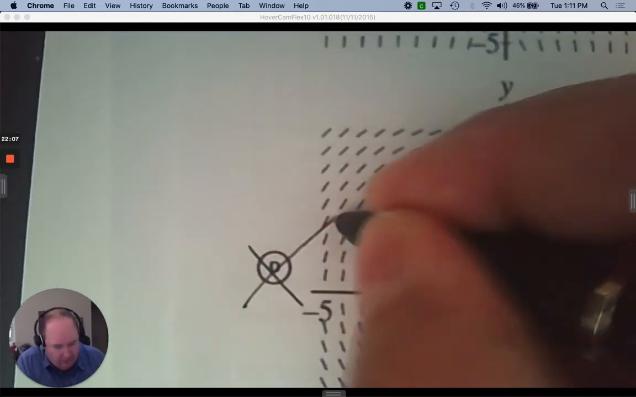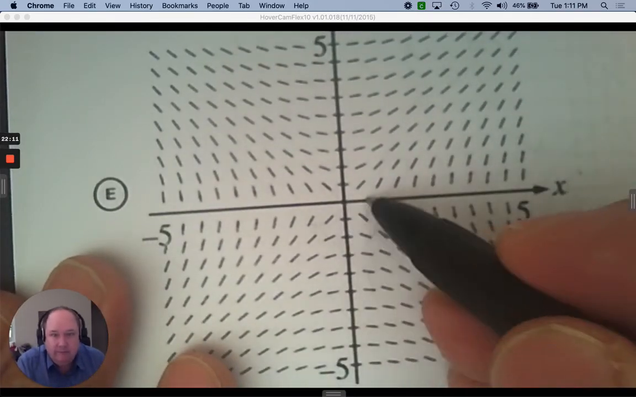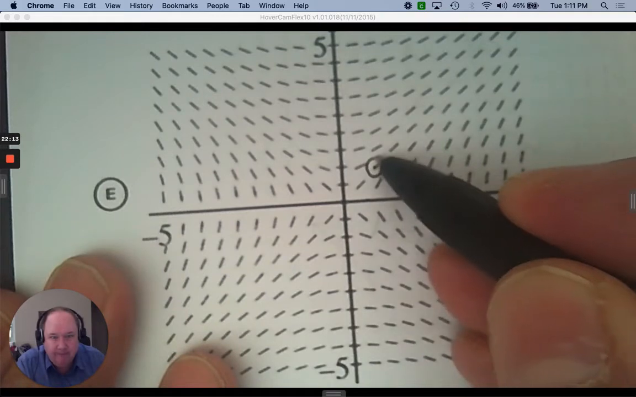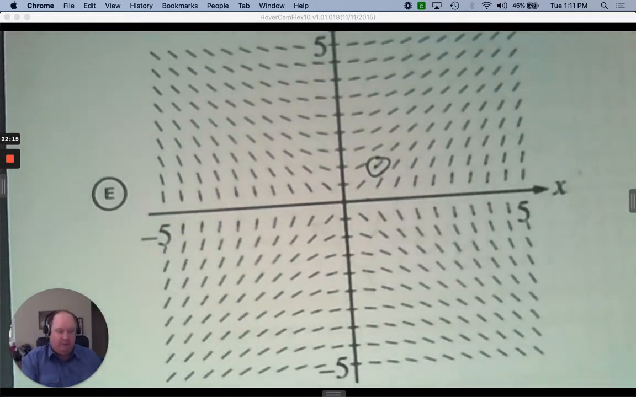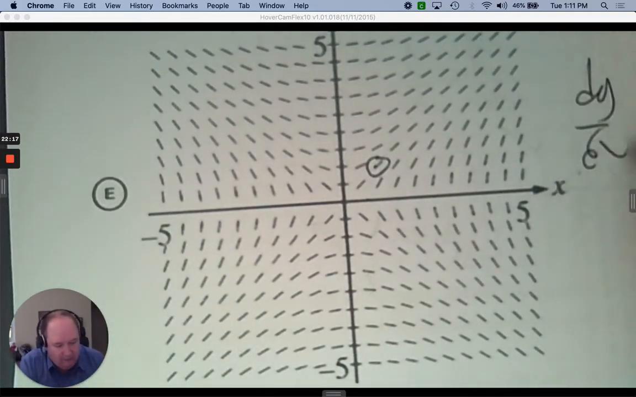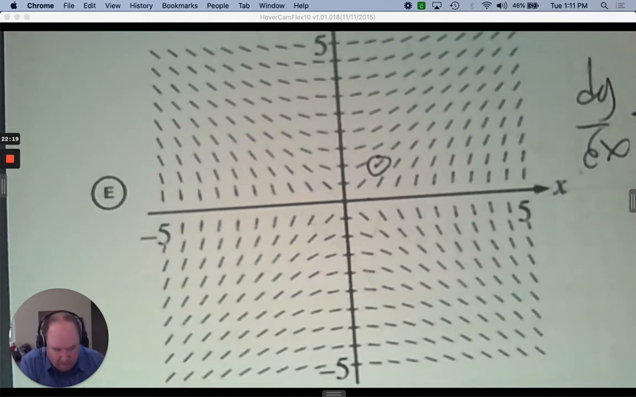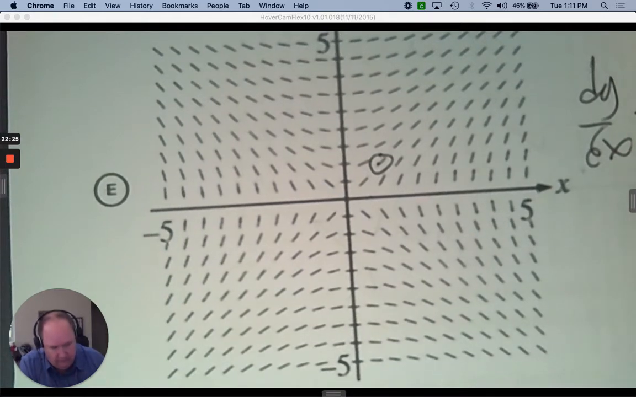So D is wrong. E: 2 to the right and 2 up. So now we're down to 2 possibilities. What's another point where we could actually do negatives? It's x divided by y, right? X divided by y. Okay.